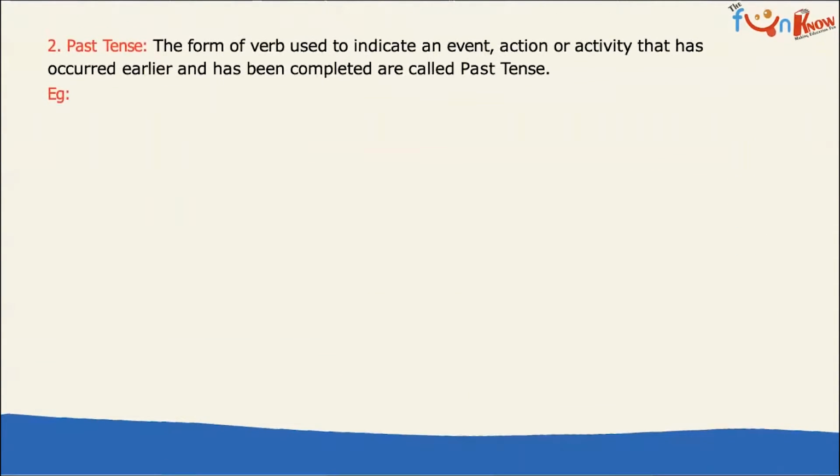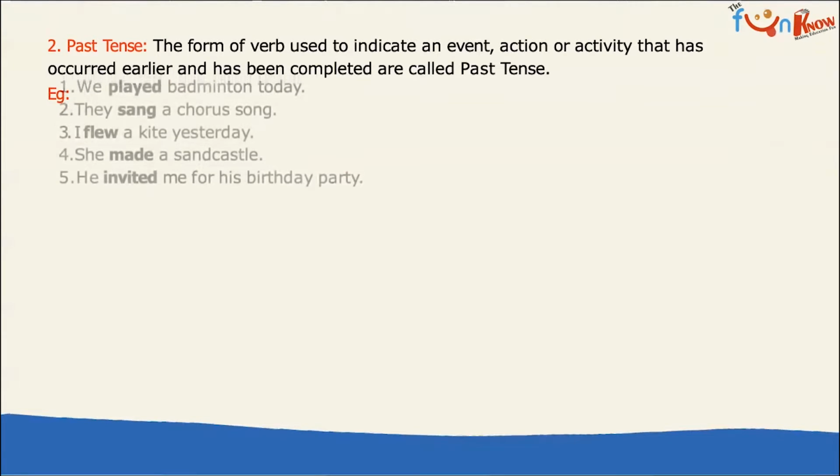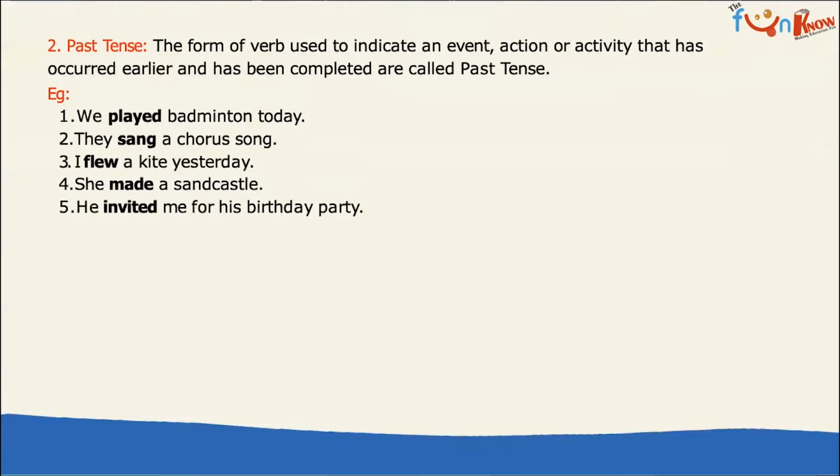Past tense is the form of verb used to indicate an event, action, or activity that has occurred earlier and has been completed. Example, we played badminton today. They sang a chorus song. I flew a kite yesterday. She made a sandcastle. He invited me for his birthday party.